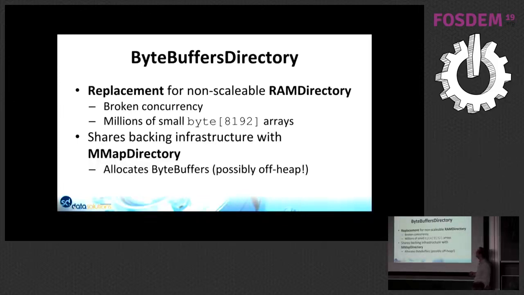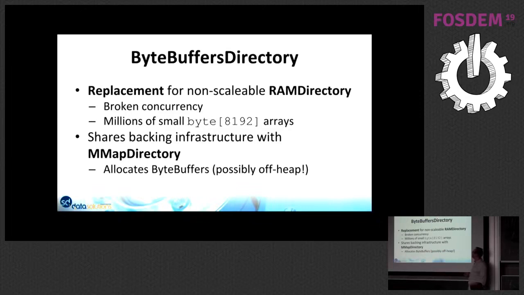And the other problem is if you have a large index, it saves blocks of 8,192 bytes. So if you have an index of several gigabytes, you can count the number of byte arrays you have in your heap space, and your garbage collector goes crazy. And that's not something you want to have, because the idea was to have that only for test cases. Now I know some people are using that in Solr. I think in Elasticsearch there's no possibility to use RAM directory. But for small test indexes, it's fine.